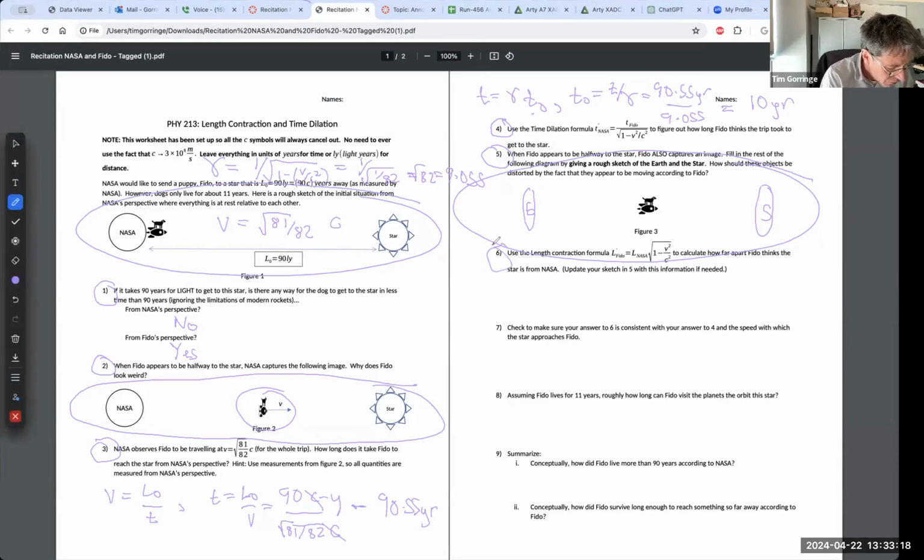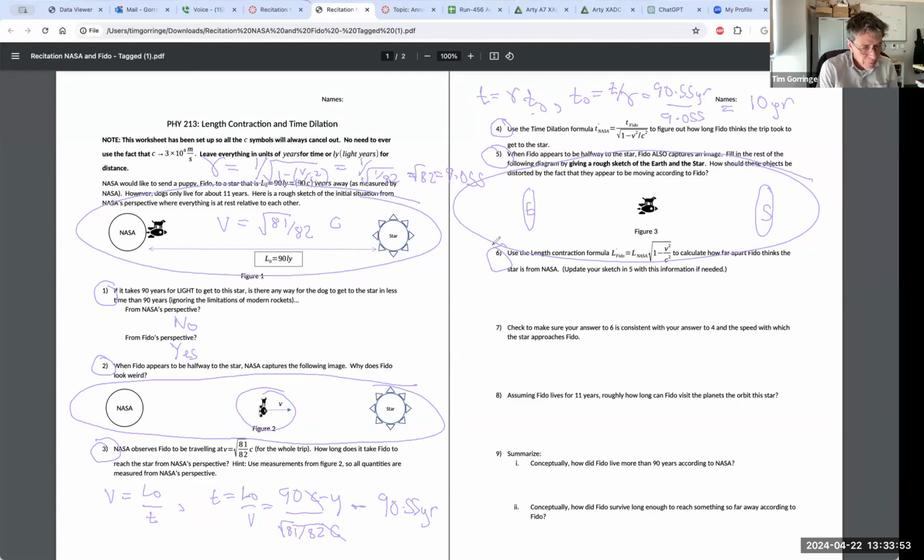Part 6 of this worksheet says, calculate the distance from Earth to the star in the rocket ship reference frame. We already know the distance from Earth to the star in the Earth reference frame. That was the proper distance, and that distance was 90 light years. We're being asked to calculate the contracted distance, which will be less, in the rocket ship reference frame.